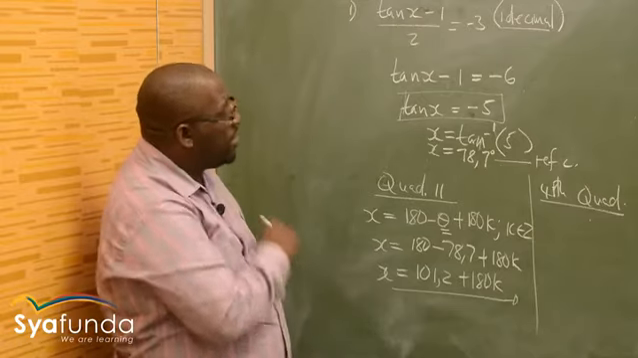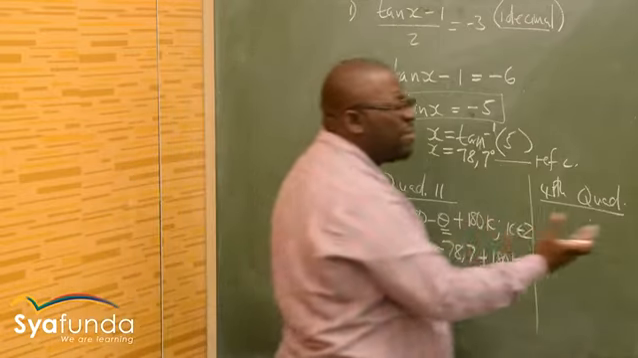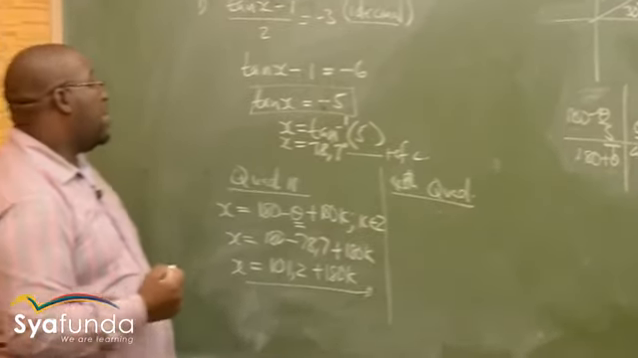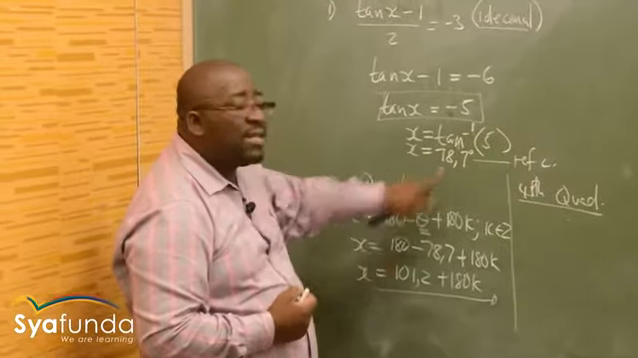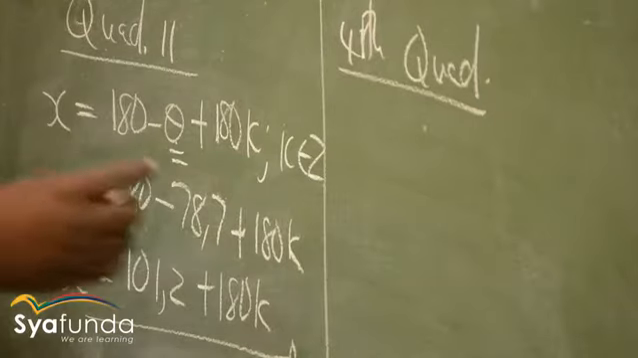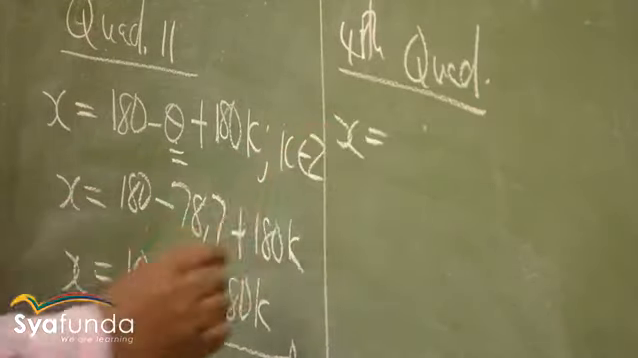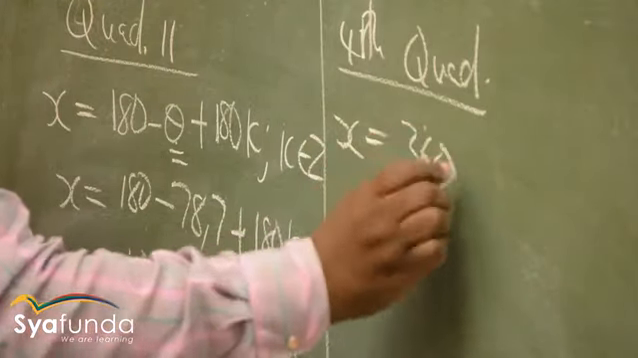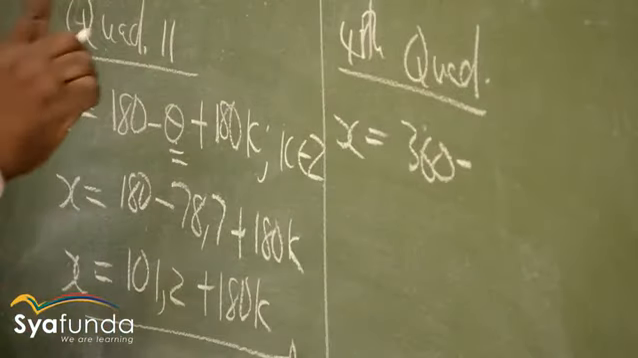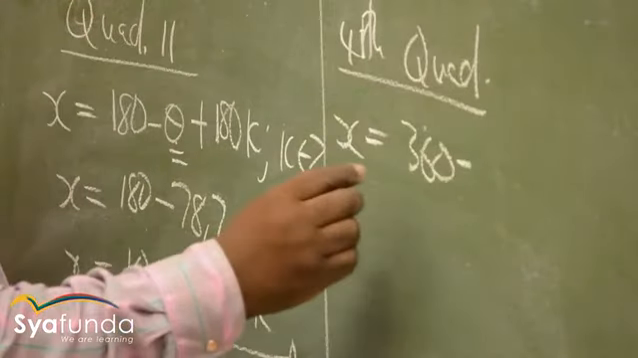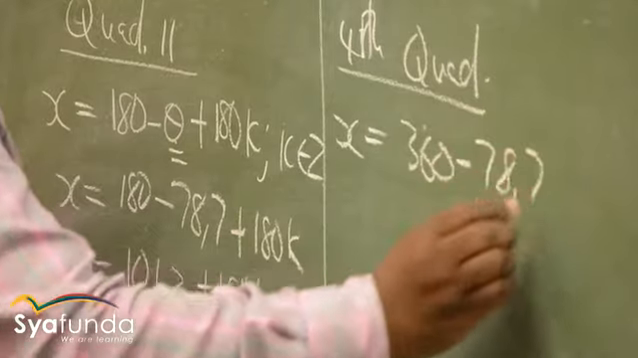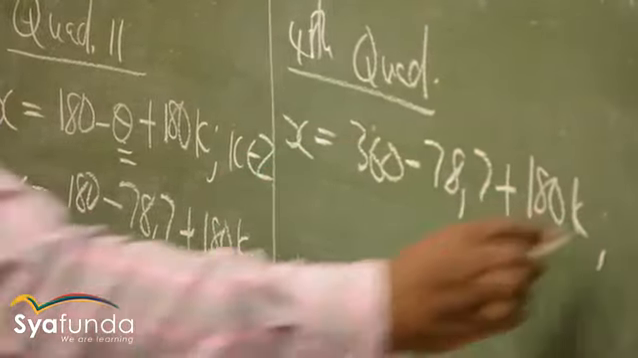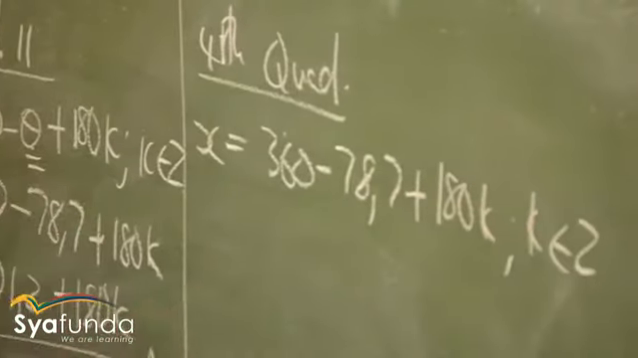Okay, in the fourth quadrant, how do we go about it? This is the fourth quadrant, where we use 360 minus. Remember, the angle that we subtract is still the same thing, the reference angle. So our solution will be, because we're dealing with the fourth quadrant, 360 degrees minus the reference angle, 360 minus 78.7, plus 180k, where k is an element of Z.